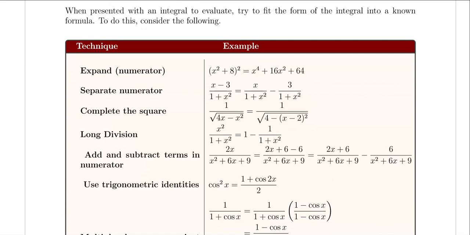Now the first technique that you might have used is to expand the numerator. The expansion here typically involves some FOILing, so if we had the expression (x squared plus 8) squared, we can go ahead and FOIL it out to get x to the 4th plus 16x squared plus 64.